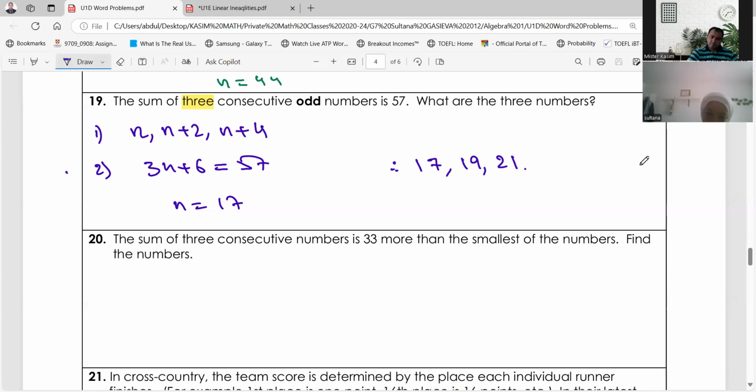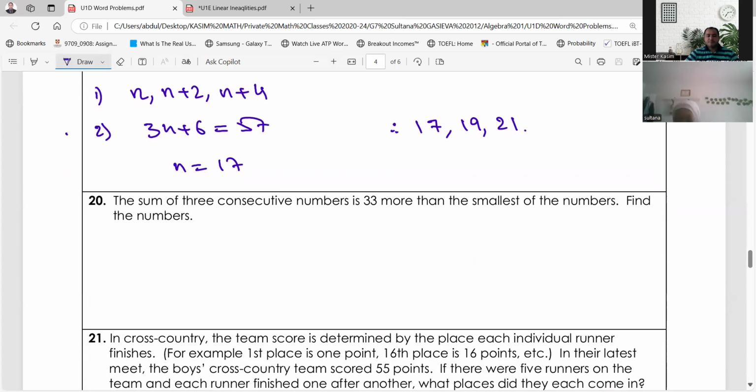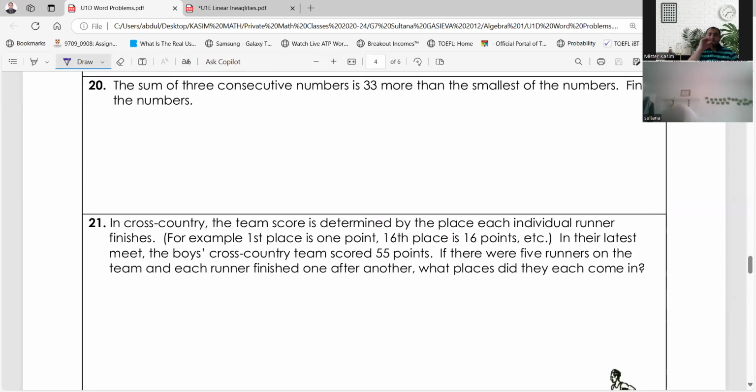I'm back. Okay, now let's do question 20, Sultana. The sum of three consecutive numbers is 33 more than the smallest of the numbers. Find the numbers. First write, and after that set up your equation and solve it. Sultana, you have 2 minutes, okay?